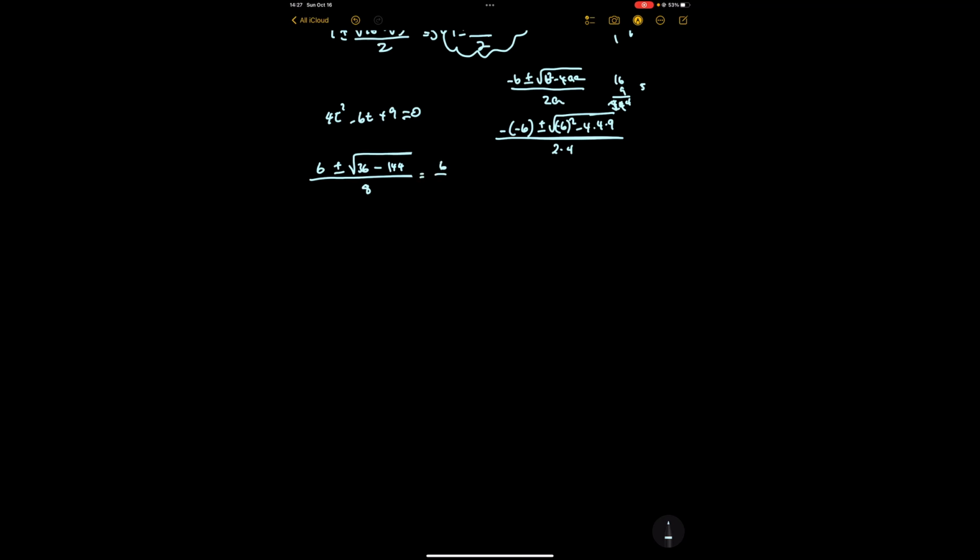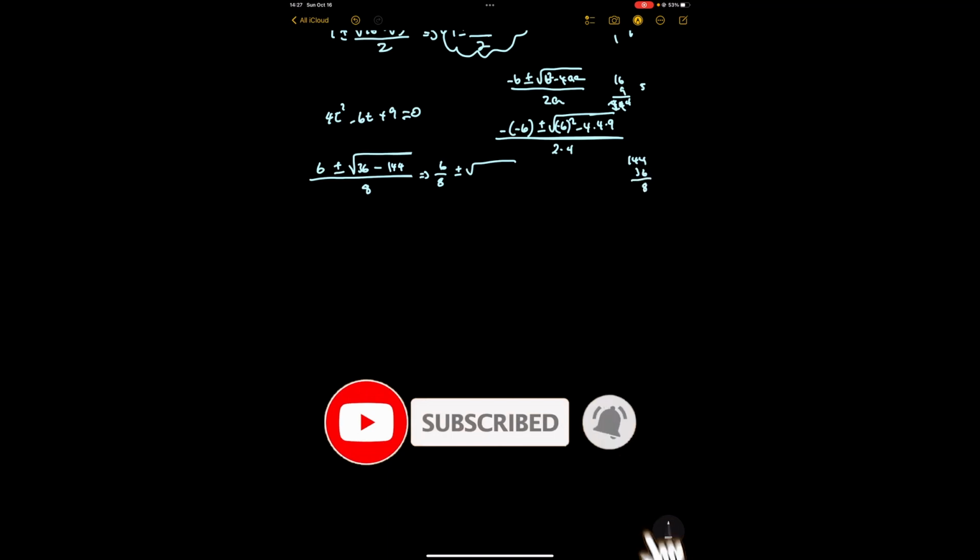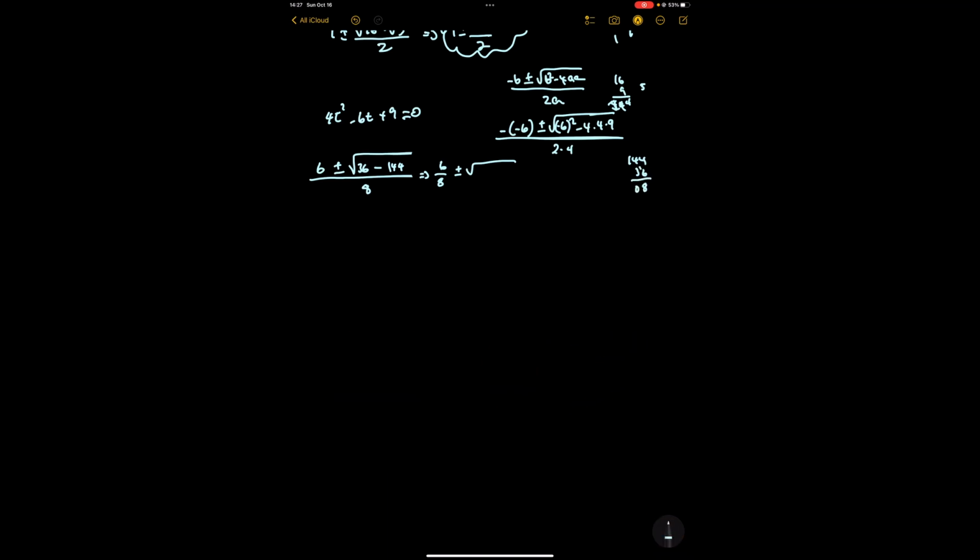So we're going to have 6 over 8 plus or minus the square root of, what is 36 minus 144? Well, 144 minus 36 is equal to 108. So that'll be equal to negative 108 over 8. Okay? Now, 6 over 8 can be simplified to what? So 3 quarters. So that'll be 3 quarters plus or minus the square root of negative 108 over 8.